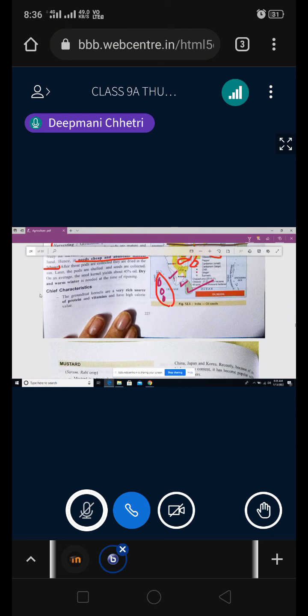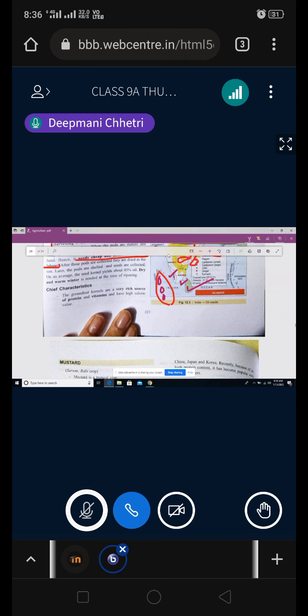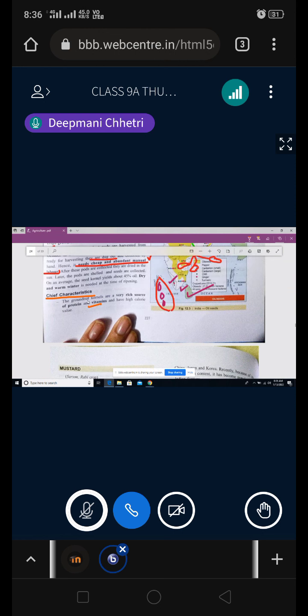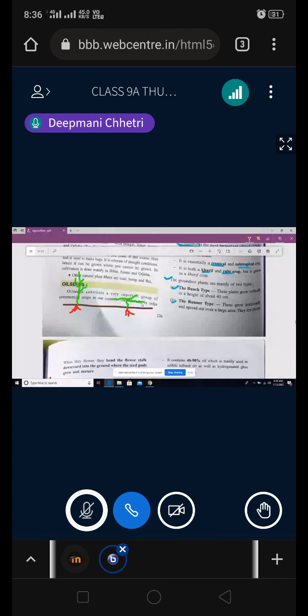Okay, let's move on to the next one. We'll discuss the uses first. Characteristics you can see here: it is a very rich source of protein and vitamins, so high calorific value. Underline this one. It's not that important, but yes, go through it just for information's sake.